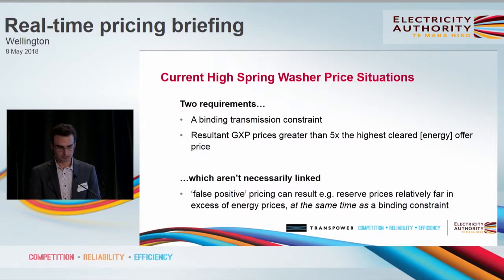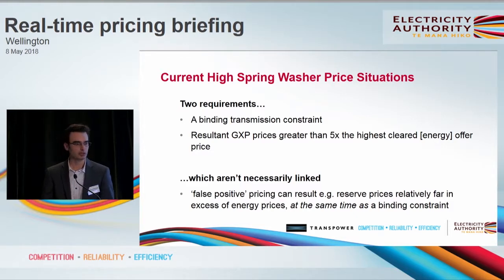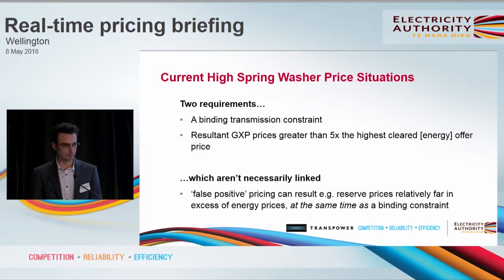So let's talk about high-spring washers as they are at the moment. We have 2 requirements according to the definition of the code. We have a binding transmission constraint, which is demonstrated by the diagram previously, and the code defines a high spring washer price situation at the moment as the situation where resultant GXP prices are 5 times higher than the highest cleared energy offer. So I'll talk a bit more later on about how that's a reasonably arbitrary measurement.